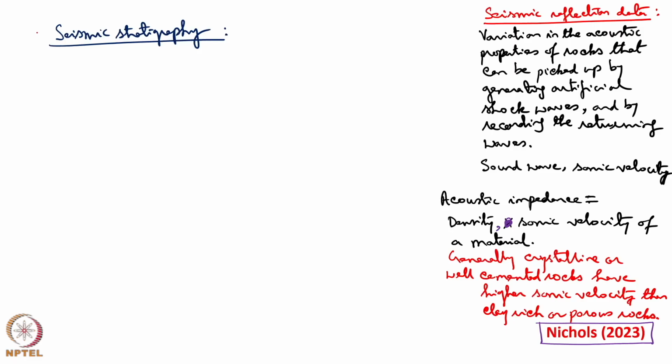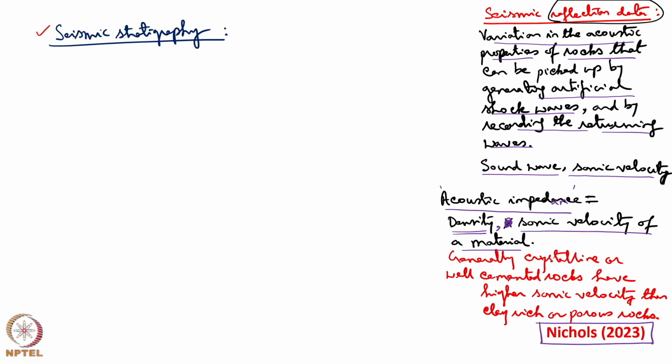When we discuss seismic stratigraphy, we deal with reflection data. By seismic reflection data we try to find out the variation in the acoustic properties of rocks, and this can be picked up by first of all generating artificial shock waves and then recording the returning waves. Here sound waves or the sonic velocities can be studied.